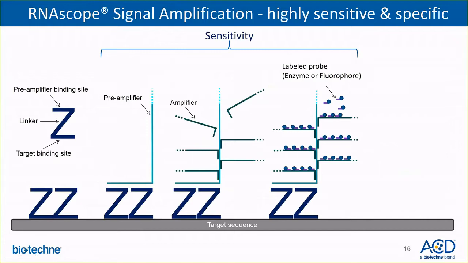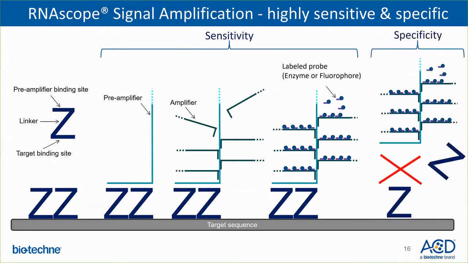This signal amplification strategy provides for visualization of the target RNAs as a single dot, where each dot represents an individual RNA molecule. Now, if a single Z binds to the target mRNA transcript, the preamplifier cannot bind as it needs both Zs to provide a binding site. This helps to ensure the specificity of the probes and helps reduce potential background staining.